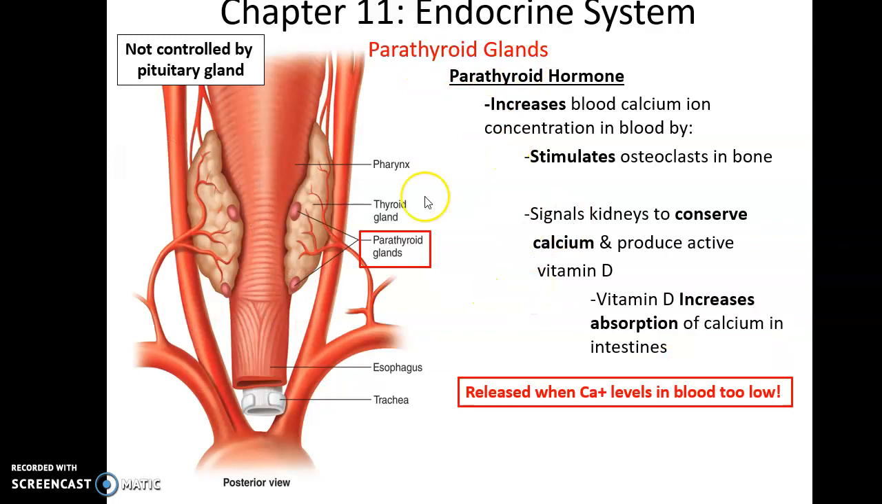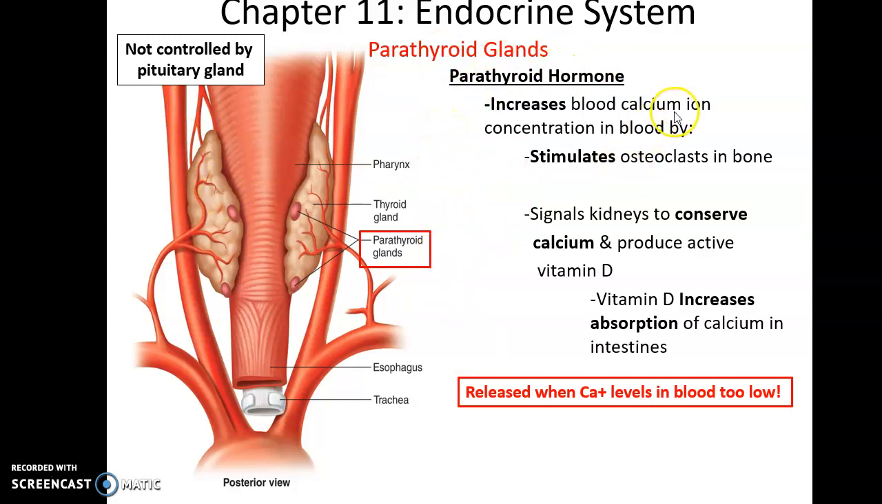Then we have the parathyroid glands. These are small glands located on the posterior side of the thyroid gland, and they release their hormone, the parathyroid hormone, when calcium levels in the blood are too low. So calcium levels in the blood get too low. Parathyroid glands detect this. They produce the parathyroid hormone.